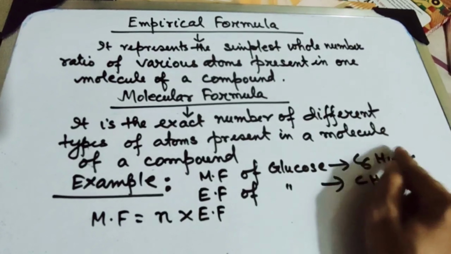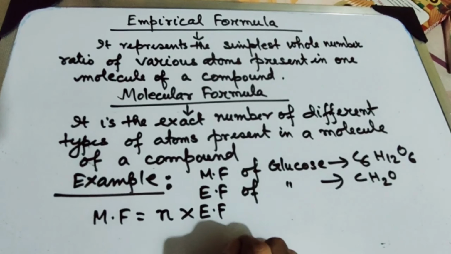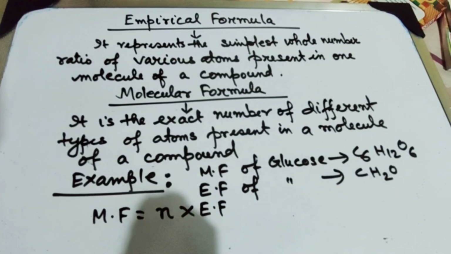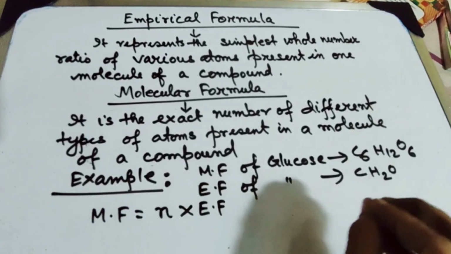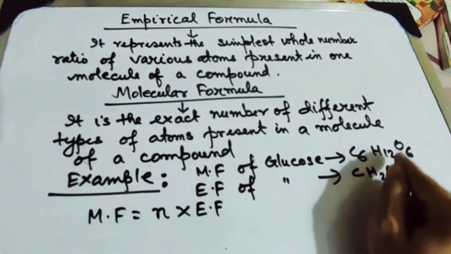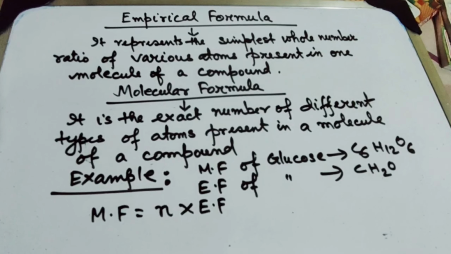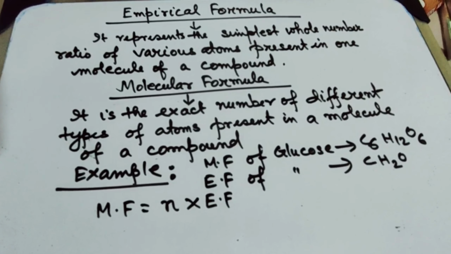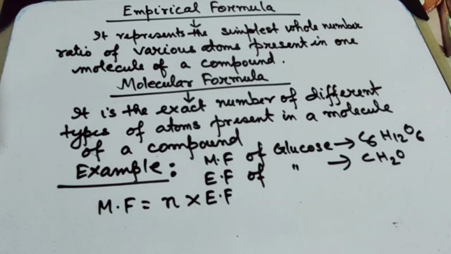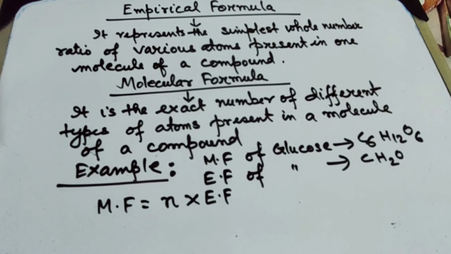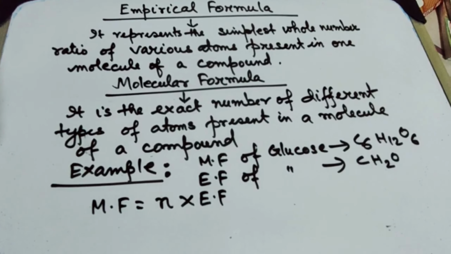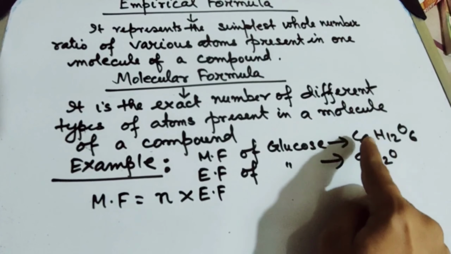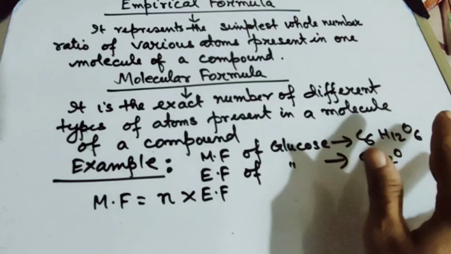So what does it mean? What is the significance of this molecular formula? It is showing the exact combination of carbon, hydrogen and oxygen in a molecule of glucose. The exact number of carbon atoms, hydrogen atoms and oxygen atoms. Empirical formula means actually the simplest whole number ratio of these atoms of carbon, hydrogen and oxygen that is combining.